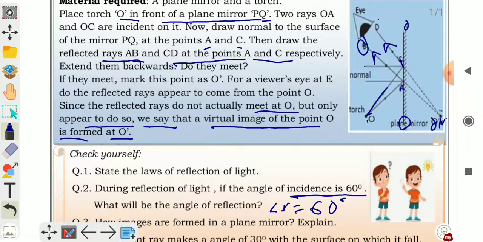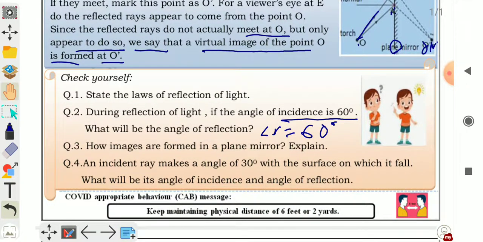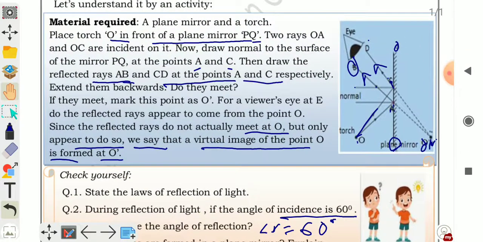Question number 3. How is image formed in the plane mirror? Explain. You have to explain how image is formed in the plane mirror. Here an activity is given for explaining how image is formed in the plane mirror. So you have to write this activity, and also draw the picture or diagram.